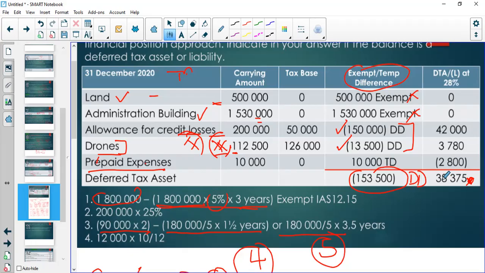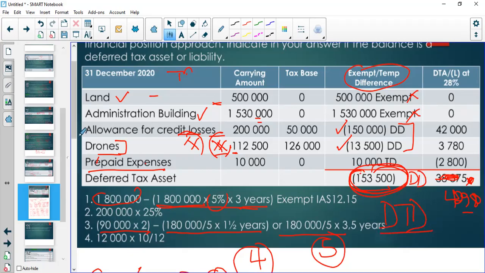So I get 42,980. My apologies for that one. All right, so that's our deferred tax asset. Brilliant. Now, all right, so that's now this position here, this temporary difference is a deductible temporary difference.